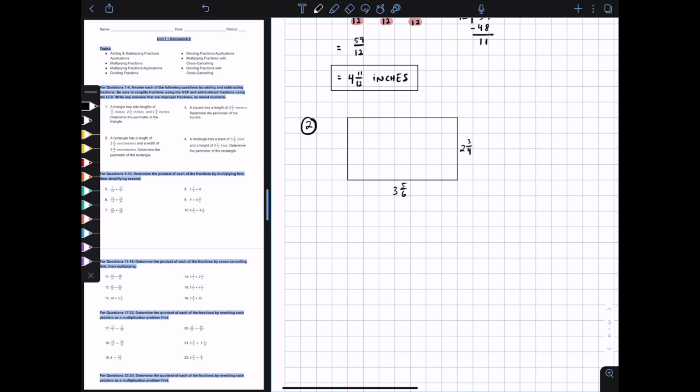All right, so even though you're only given 2 measurements there, just try to keep in mind that the top is going to be the same. So this is also 3 5/6. Some people might forget about that one. And then 2 3/4 is going to be the side to the left.